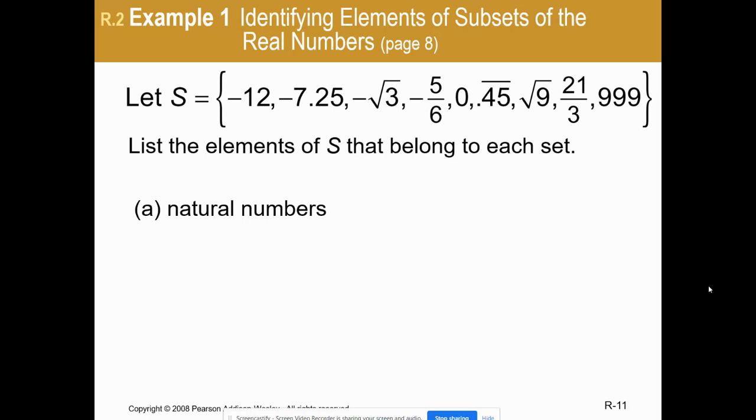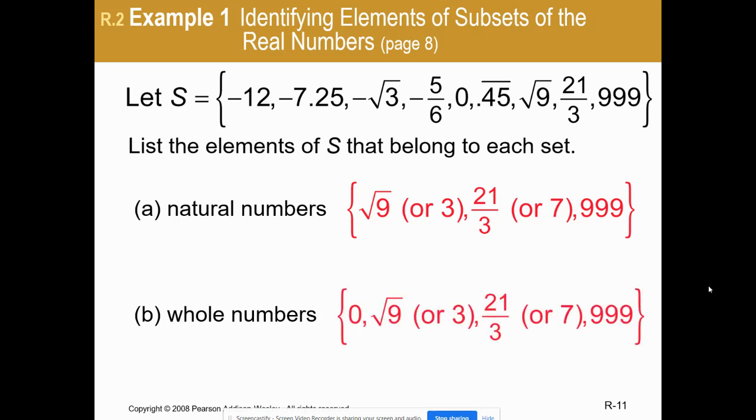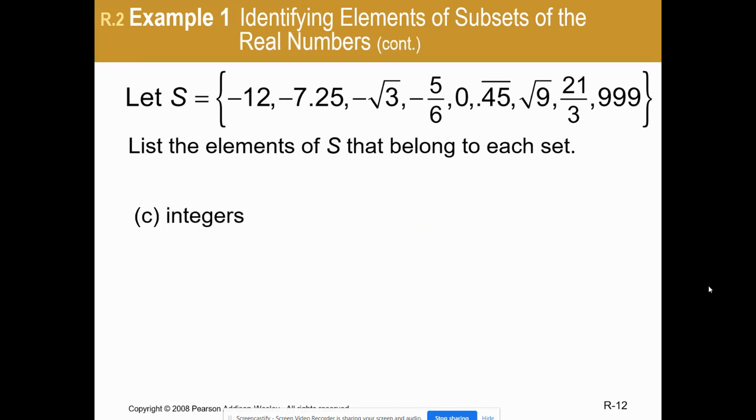Which numbers out of set S are natural numbers? Natural numbers are just counting numbers. So the square root of 9, which is 3, is a counting number. 21/3, or 7, is a counting number. And 999 is a counting number. Whole numbers are natural numbers with the addition of 0. So the whole numbers in set S are the same as the natural numbers, as well as the number 0.